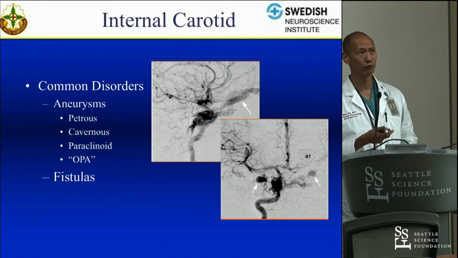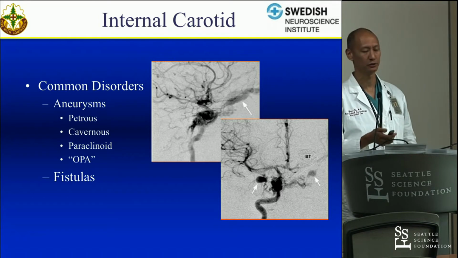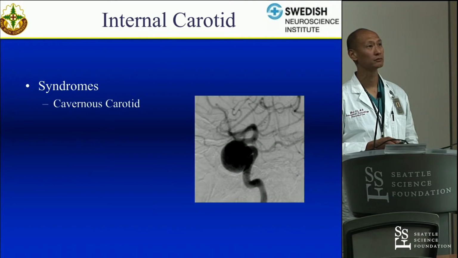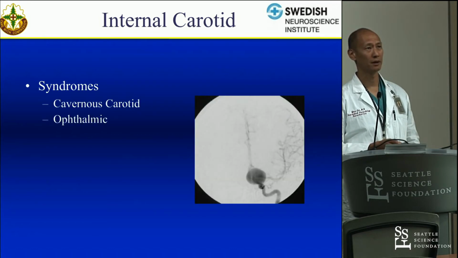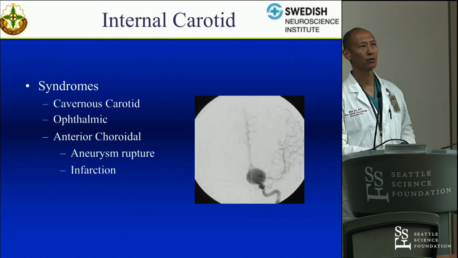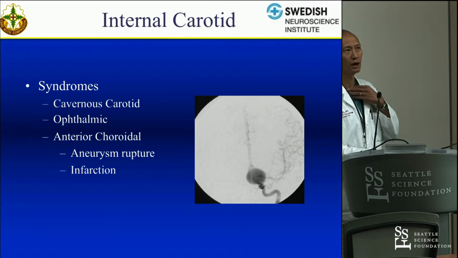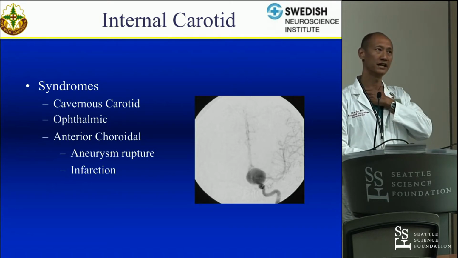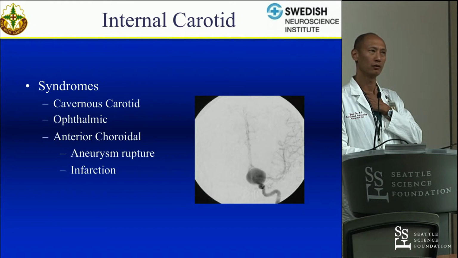Because of the fullness and the pressure within the cavernous sinus, you can actually have compromise of the cranial nerves and a cavernous sinus syndrome. So there's a very large cavernous carotid artery probably presenting with diplopia. Ophthalmics, like I mentioned, can grow very high, and if they grow medially, they can get very close to the chiasm.